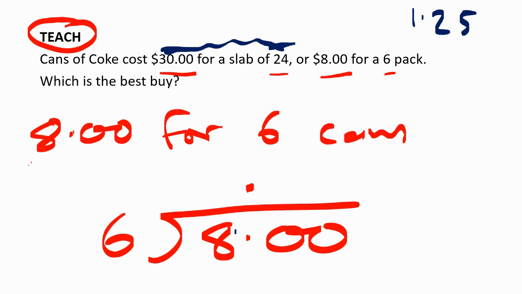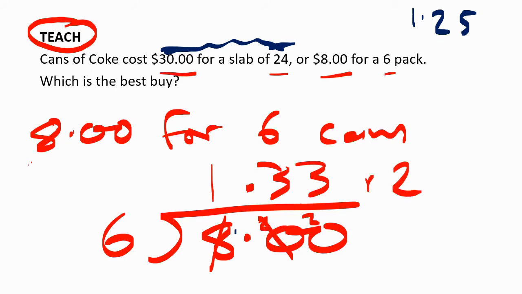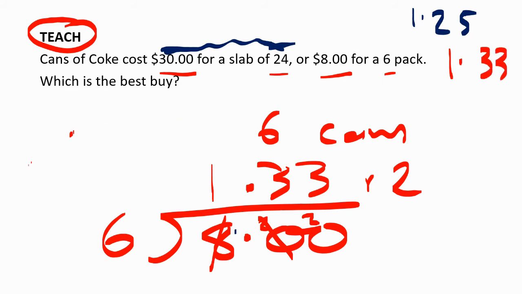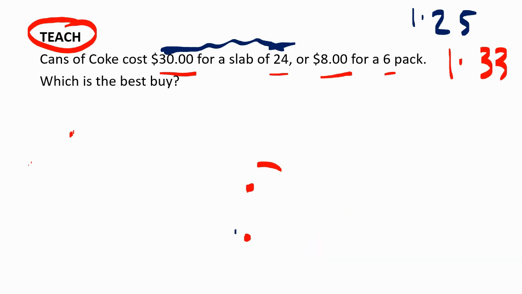Because the decimal point will always go above where the decimal point is, we need to keep our place value columns in line. So 6 into 8 goes, I guess, 1, right? Cross it out, and a remainder of 2. 6 into 20 goes, I guess, 3 times. Cross it out, and a remainder of 2. And 6 into 20 goes again 3 times, and a remainder of 2. So we'll just round that off, and we'll say that that is $1.33.